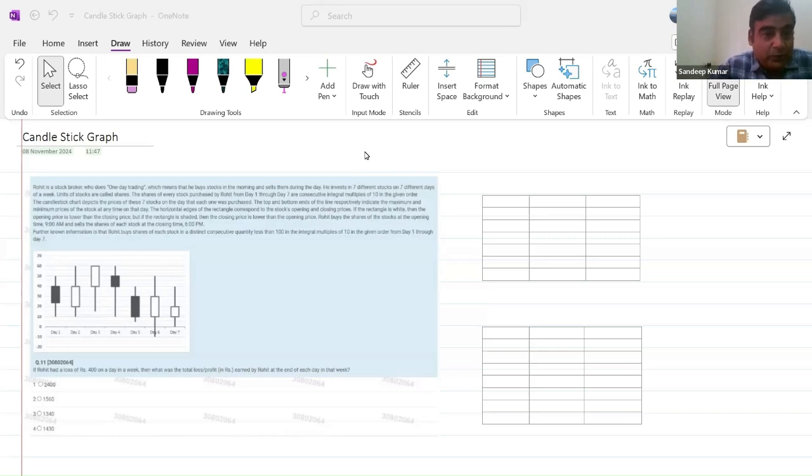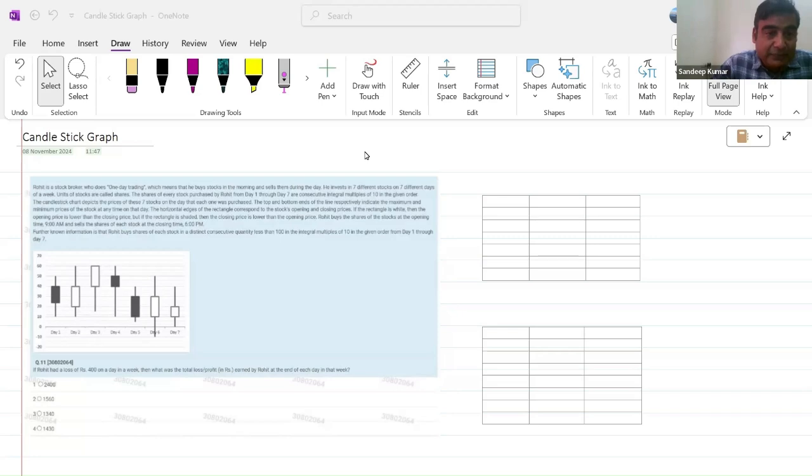Rohit is a stockbroker who does one-day trading, which means that he buys stocks in the morning and sells them during the day. So he's an intraday trader. He invests in 7 different stocks on 7 different days. Units of the stocks are called shares. The shares of every stock purchased by Rohit from day 1 through day 7 are consecutive integral multiples of 10 in the given order. So consecutive integral multiples of 10 are 10, 20, 30, 40, 50, and so on.